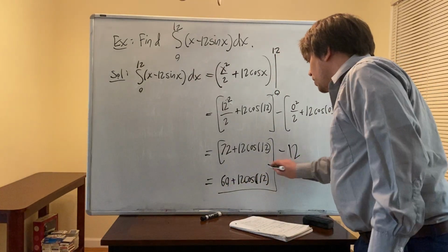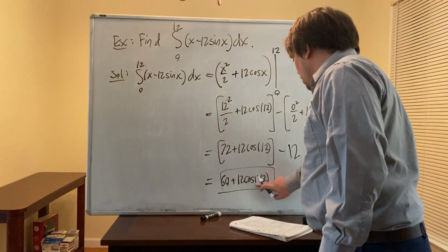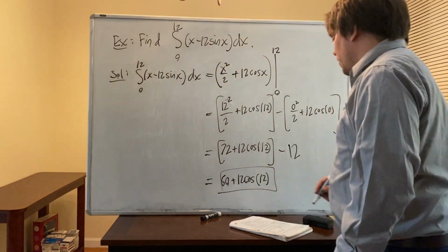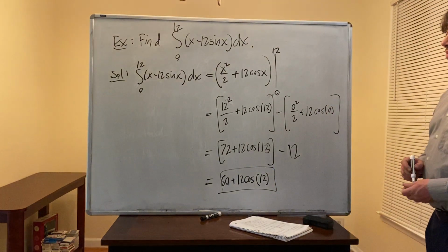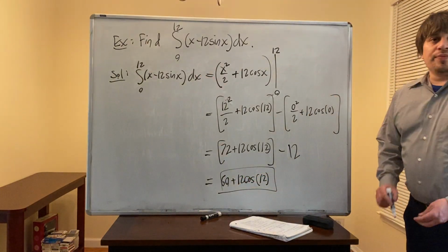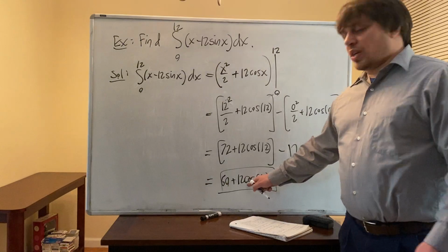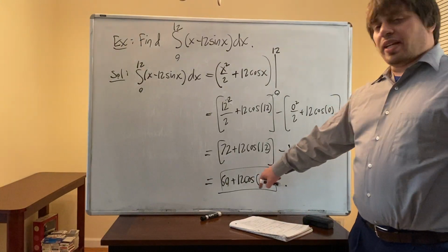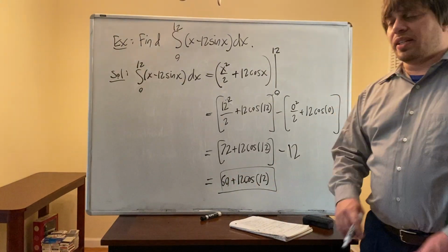Okay, and so the answer, leaving it as cosine 12 without calculating cosine of 12 and then doing the arithmetic, getting the exact value here, is equal to 60 plus 12 cosine of 12. It's not necessarily better to plug cosine of 12 into your calculator, get the decimal, and then multiply by 12 and add 60 and get that number.